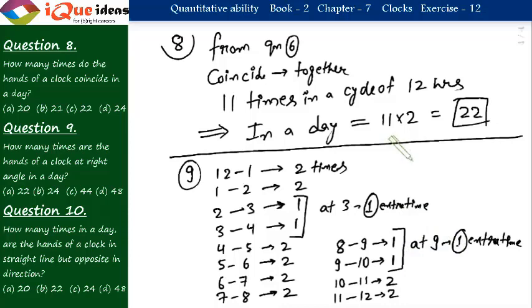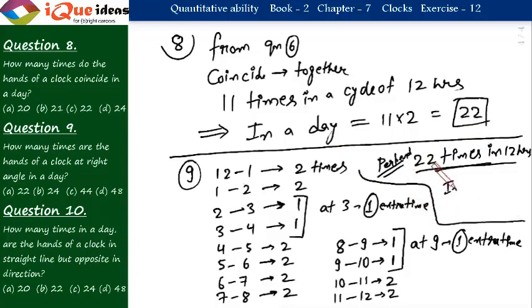So in a cycle of 12 hours, they are perpendicular or at right angle 22 times. The question is saying in a day. Now in a day there are 24 hours. So the total number of times in a day they would be at right angle would be 22 into 2, which is 44. All right. This is how we have to do it.